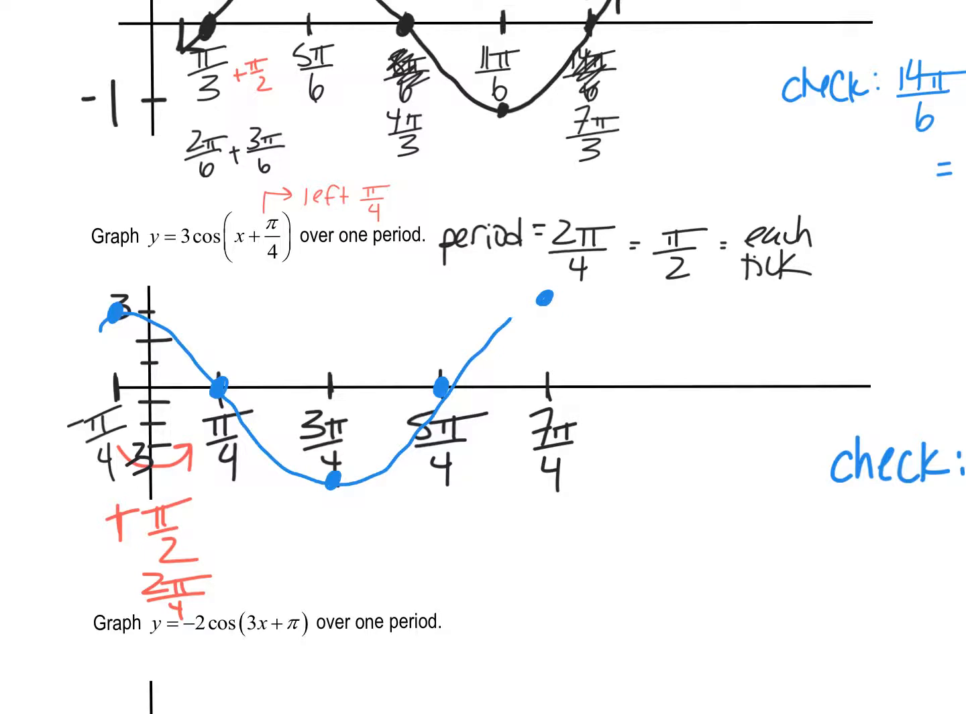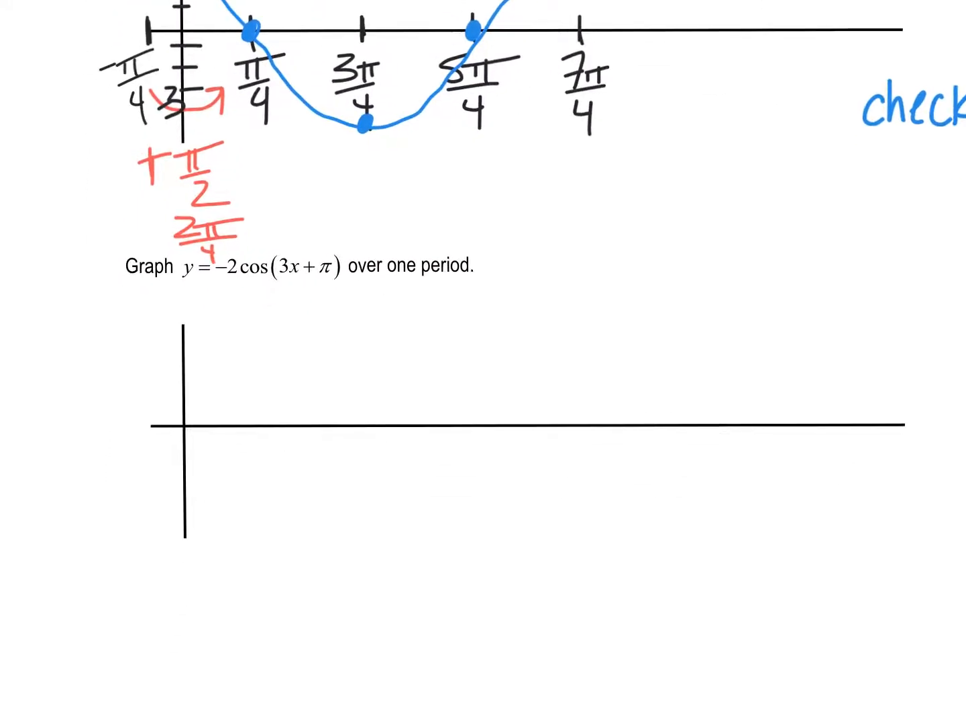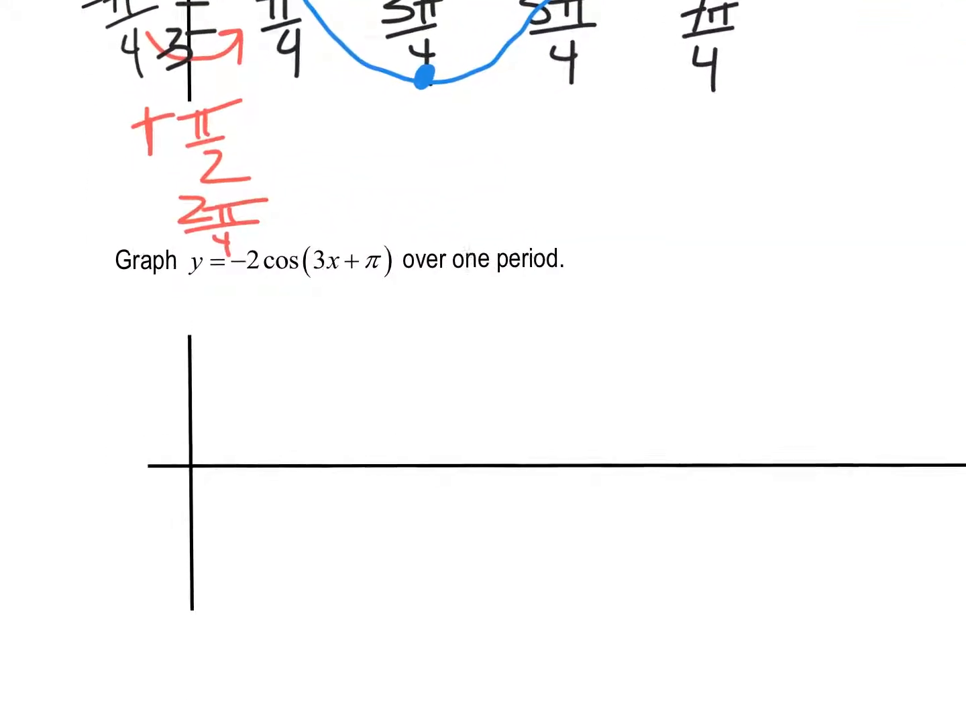You have to be careful to label your x-axes appropriately and then take into effect that amplitude, or if there's a vertical shift, which again, we don't have a vertical shift over here. So I'm going to quickly go through this last example. I need to point out something really important for an example.